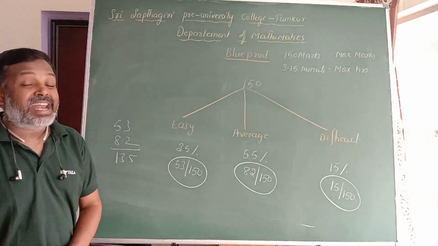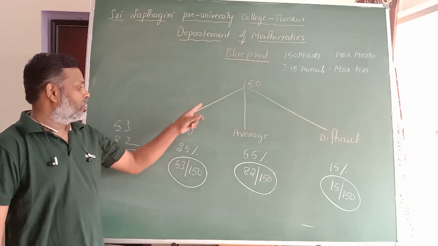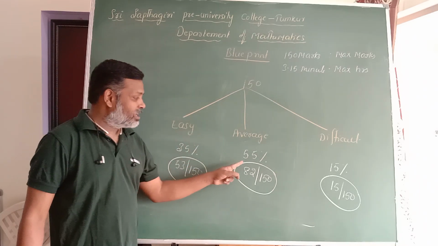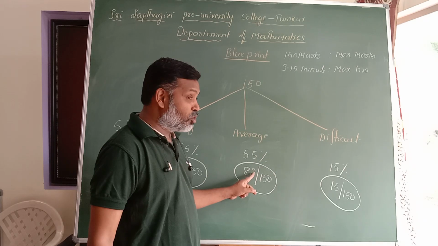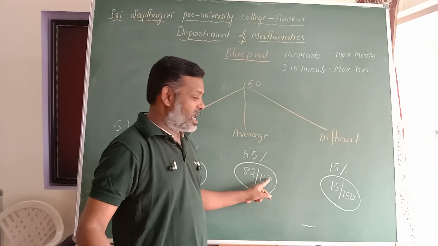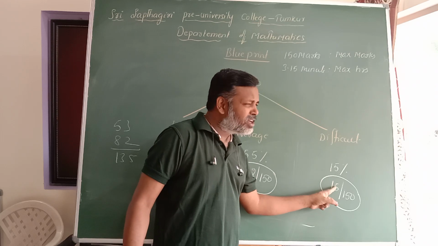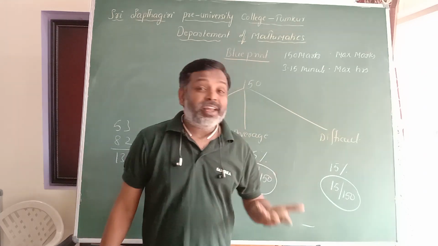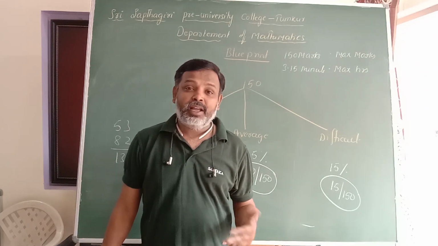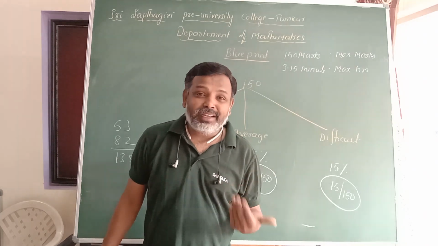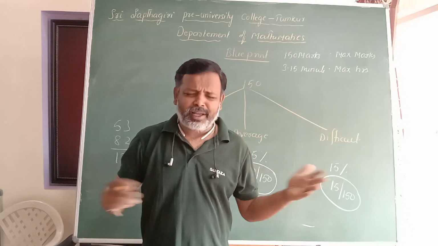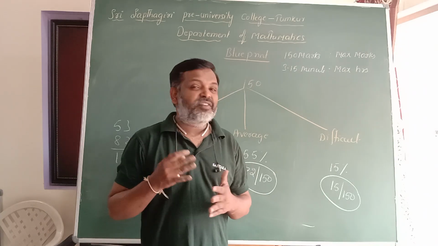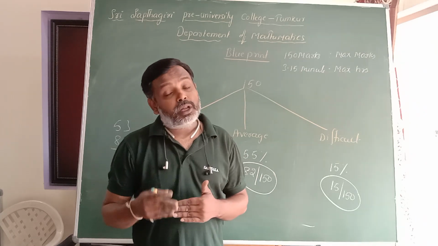This is the level and standard of the question paper. Students, understand: easy level 35%, that means 53 marks out of 150. If 55% is average, that means 82 marks out of 150. And only 15%, that means 15 marks out of 150, is a difficult level. So that's why it is very easy to score in mathematics, very easy to pass, to get distinction and first class. When you plan in a definite manner, you can attend the total 150 paper.